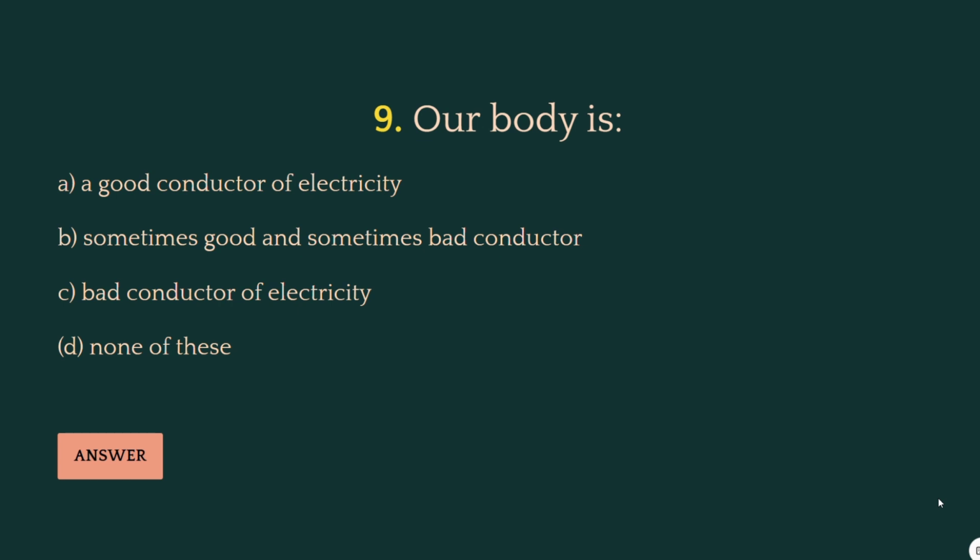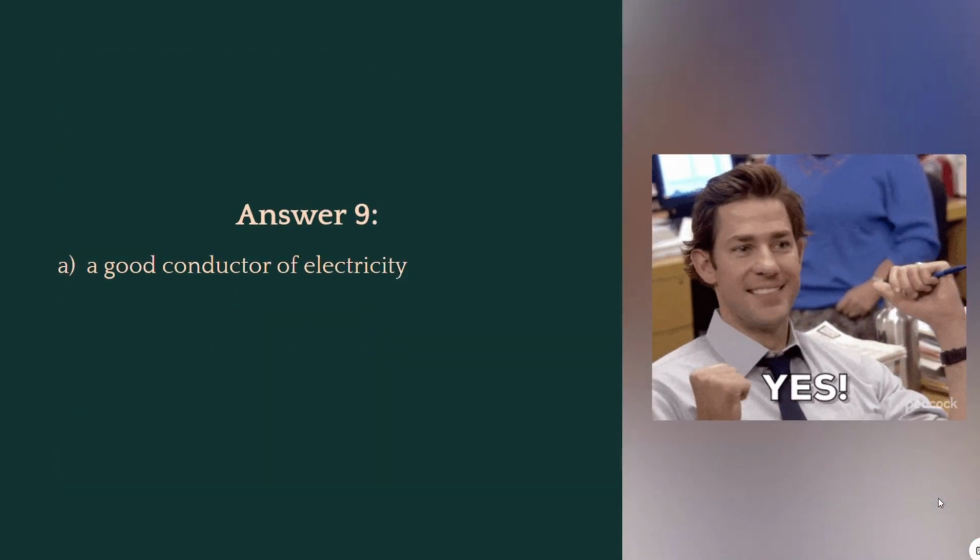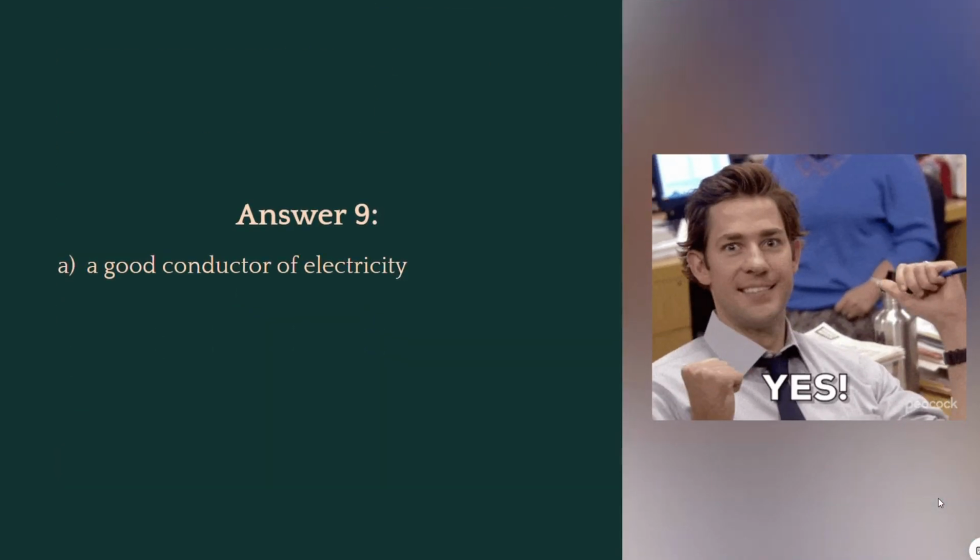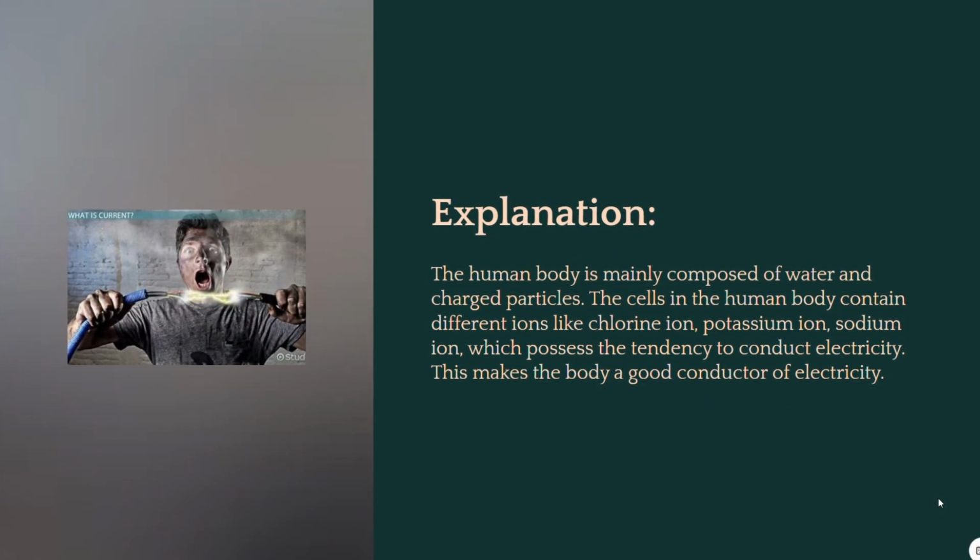Our body is a good conductor of electricity. Option B, sometimes good and sometimes bad conductor. Option C, bad conductor of electricity. Or option D, none of these. The correct answer for this question is a good conductor of electricity. The human body is mainly composed of water and charged particles. The cells in the human body contain different ions like chlorine ion, potassium ion, sodium ion, which possess the tendency to conduct electricity. This makes the body a good conductor of electricity.